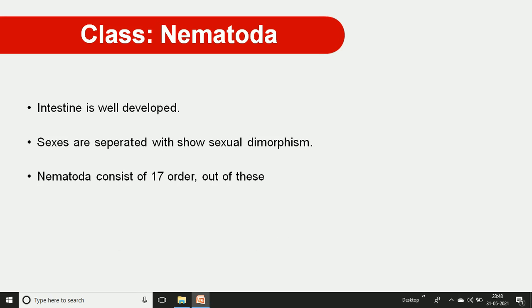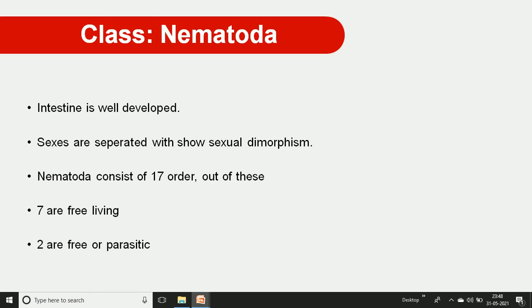We can discuss this sexual dimorphism in the next slide. Specifically, we can discuss the roundworms. Before this, we discuss that the class Nematoda consists of 17 different orders. Out of these 17 orders, 7 show the free-living character, free-living nematodes in the environment.